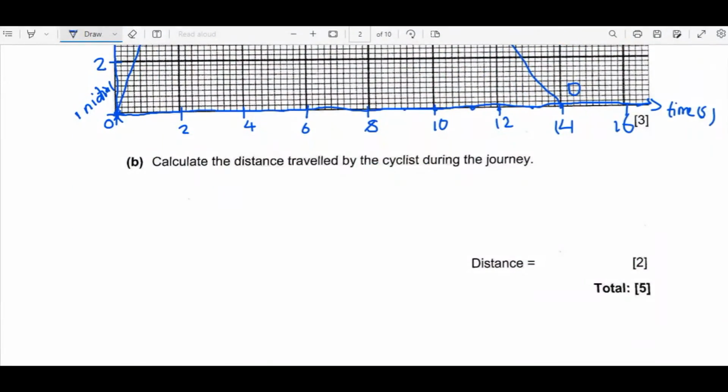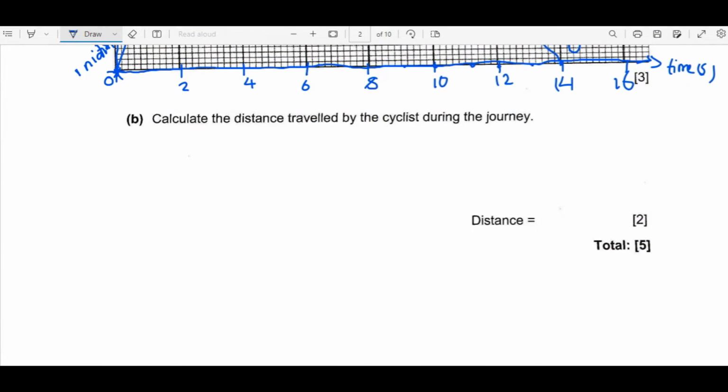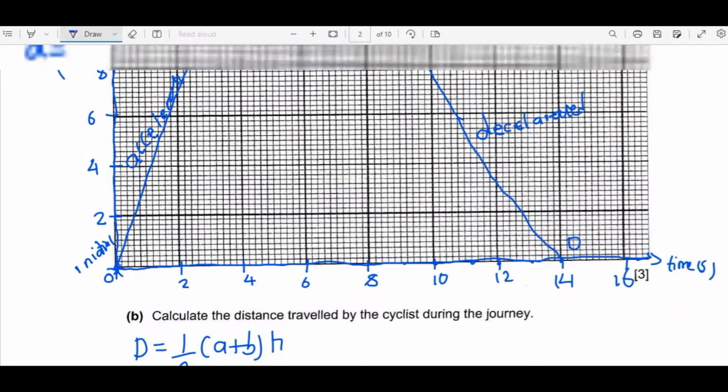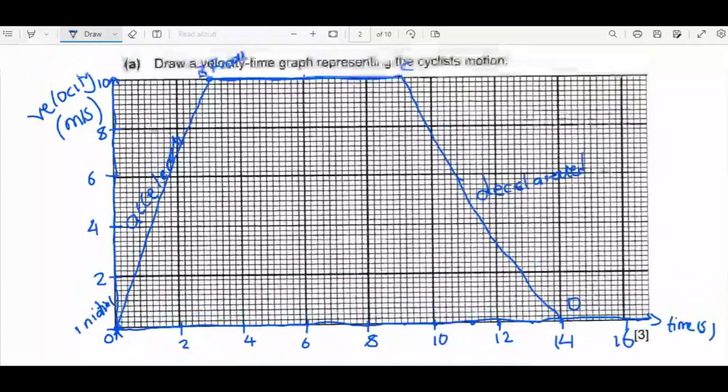So this is what we are supposed to do for this part. Now let's go to question B. Calculate the distance traveled during the journey. This is the total distance, and if we can see, we are dealing with a trapezium. The area of a trapezium is given by half, times (a plus b), multiplied by the height. So let's now identify the values of a, b, and h.